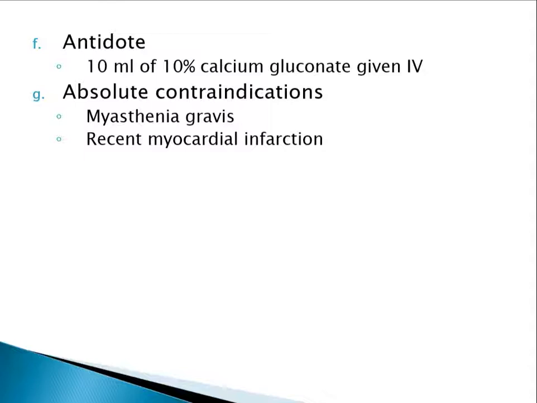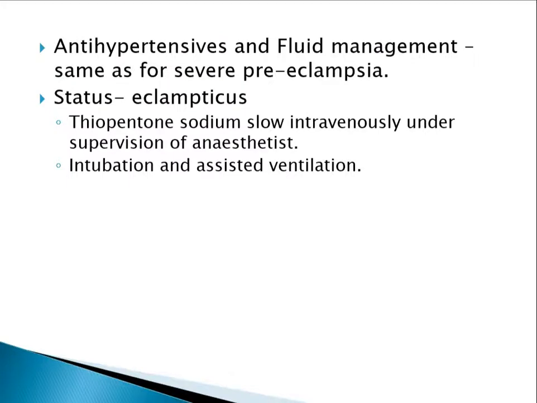Absolute contraindications for magnesium sulfate are myasthenia gravis and recent myocardial infarction. Myocardial infarction, because it will cause heart block. It will reduce the contraction of the heart. Myasthenia gravis is a condition where there is excessive weakness of the muscle, so that will be aggravated by the magnesium sulfate. Right. And in addition to this anticonvulsant treatment, you also give other management as you give in severe preeclampsia: antihypertensives, fluid management, etc.